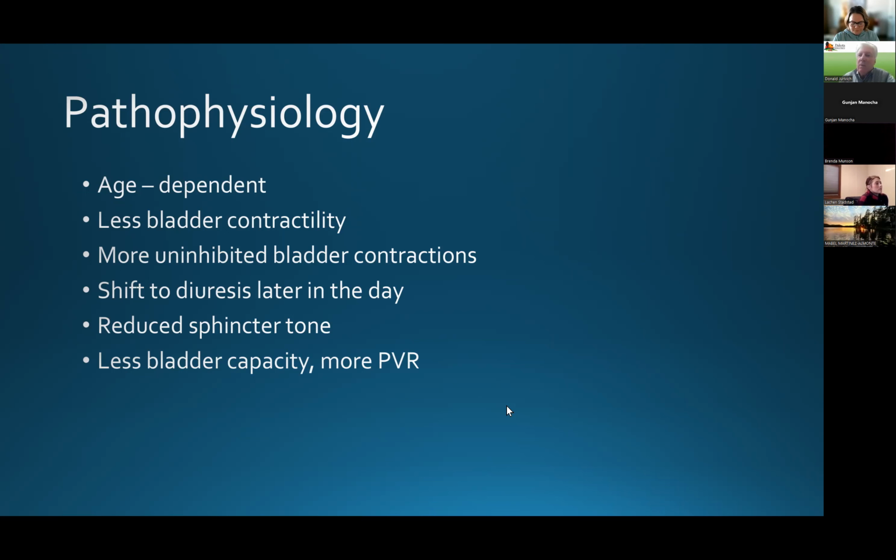And then also with age, we tend to have a diuresis later in the day than in the morning. There's also elements of reduced sphincter tone. So the urethral sphincter, the rectal sphincter tend to get more lax. And then the bladder capacity is activated at lower volumes. And again, lower volumes cause the bladder to start fibrillating, if you will.